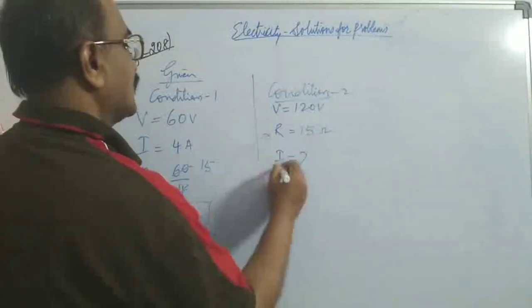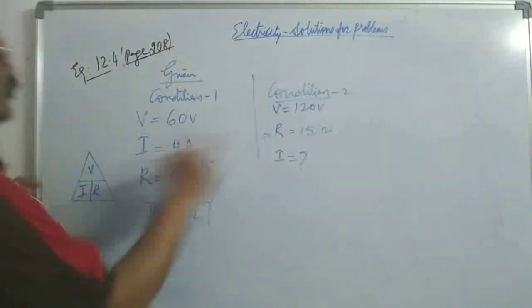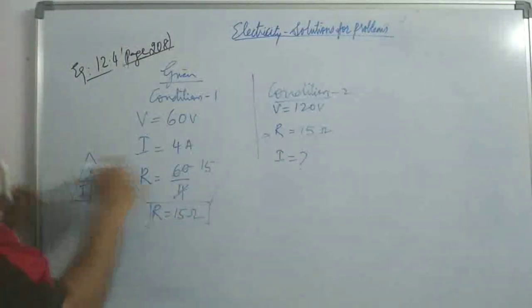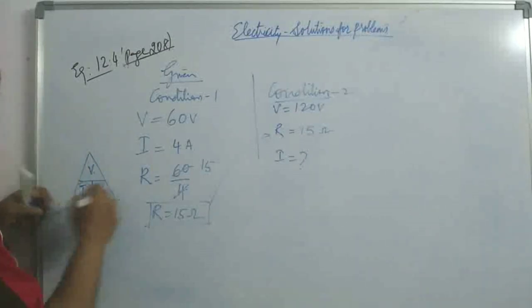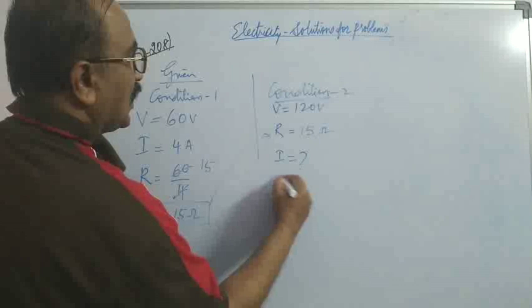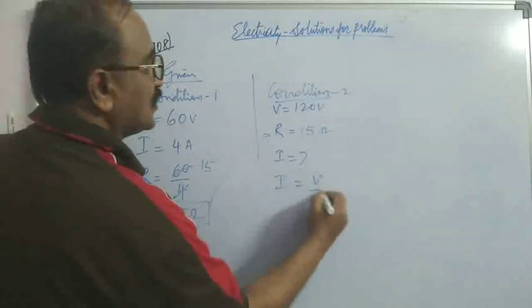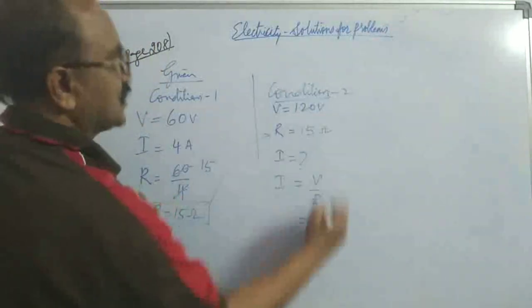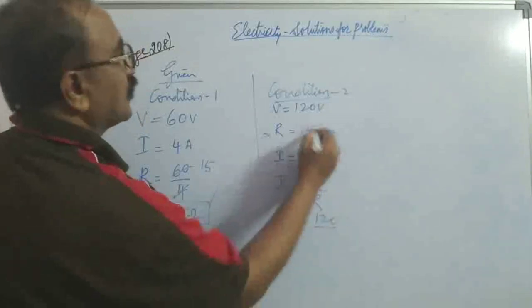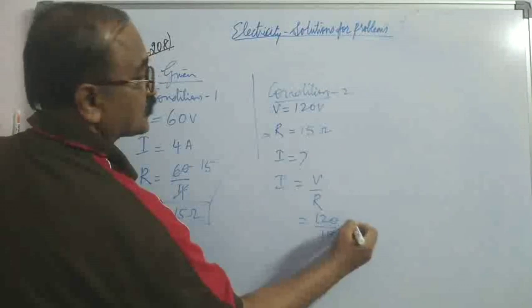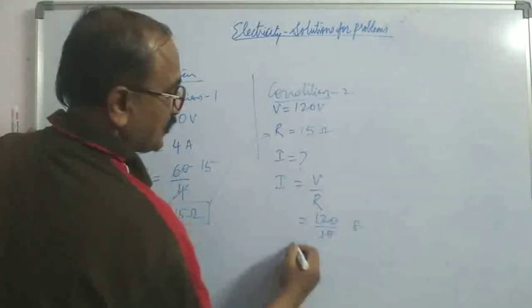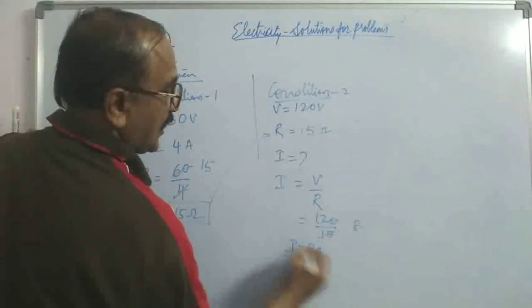So I'm carrying it here. And what is I? Again, employ Ohm's law. I equals V by R. So I calculate this I. It becomes I equal to V by R. What is V? V is 120, divided by R, which is 15, and that becomes 8. So I equals 8 ampere.